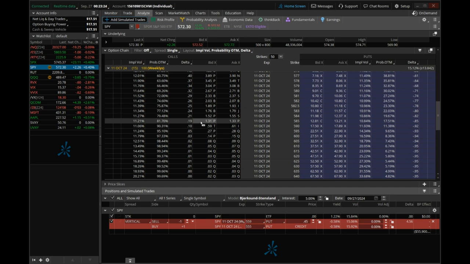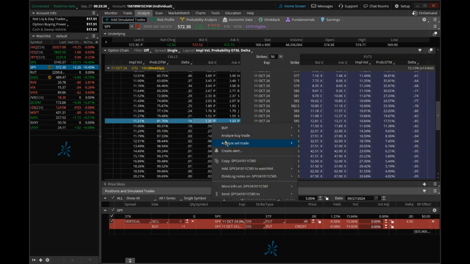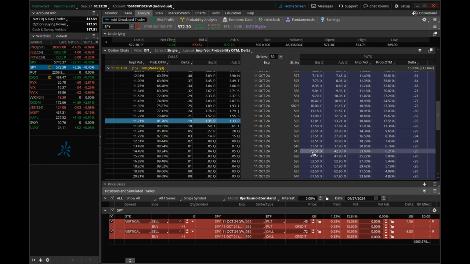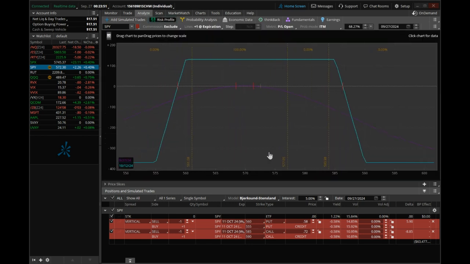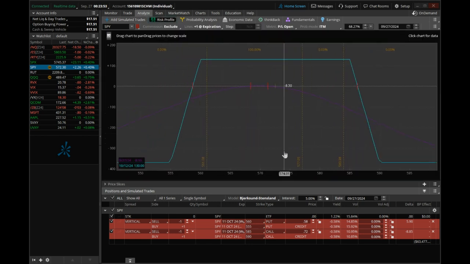There's one. And we're going to sell another vertical. And we're going to make it the same distance, let's say $4 wide. So, we have to make it $5 wide. So let's make them both $5 wide. So this one's $5 wide, this one's $5 wide. We'll collect 58 cents on the put side. We'll collect 72 cents on the call side. And now all of a sudden, we have the same amount of risk.